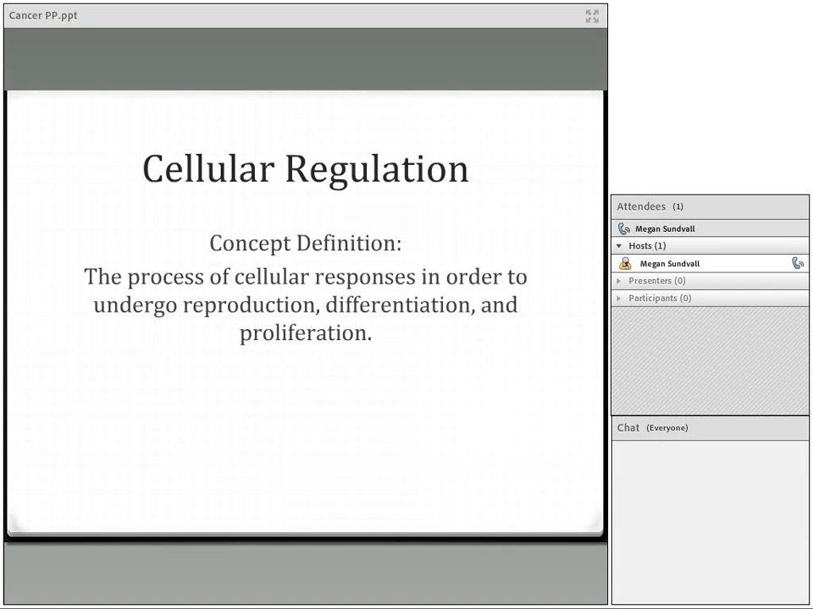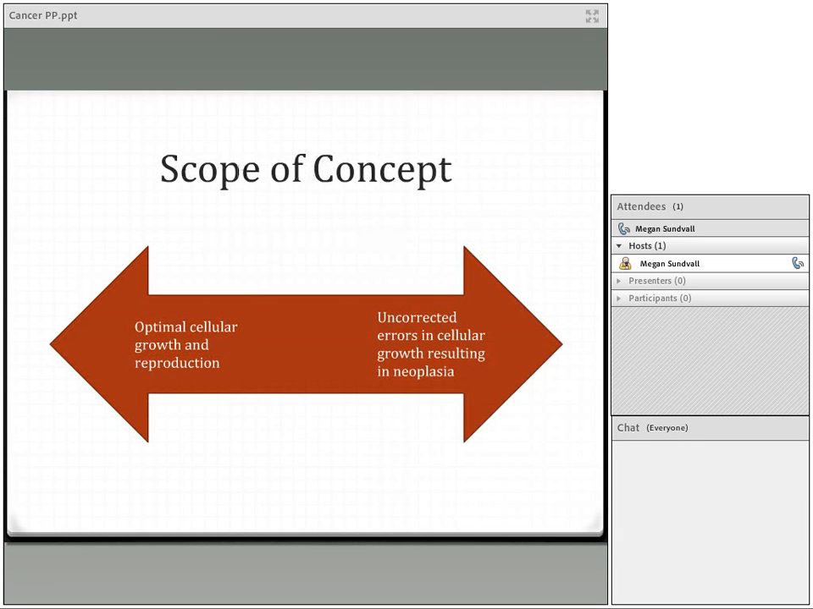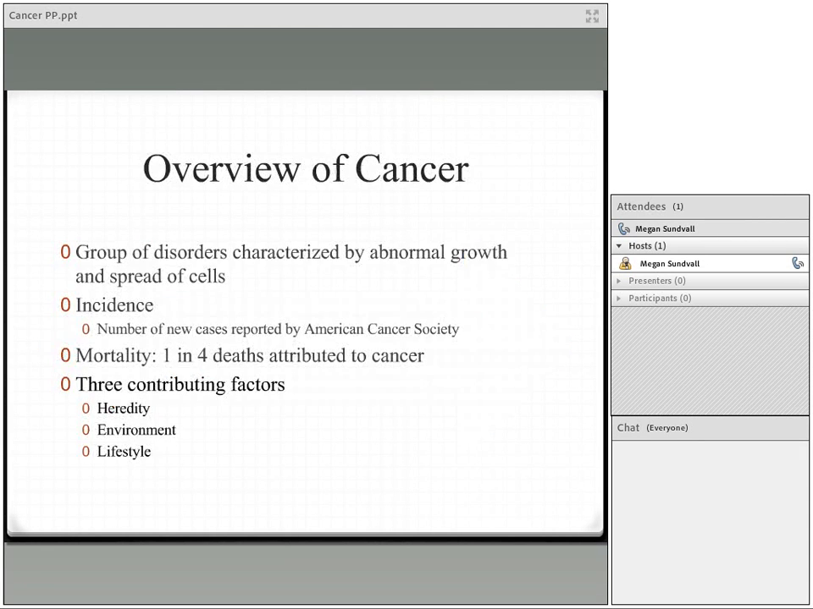All right, so cellular regulation here is the process of cellular responses in order to undergo reproduction, differentiation, and proliferation. This is how we're going to be able to understand the difference between healthy cells or normal cells and cancer cells. The scope of the concept here is understanding optimal cell growth and reproduction, which would be a normal or healthy cell, versus the uncorrected errors in cellular growth resulting in neoplasia, so problems that result in cancers.